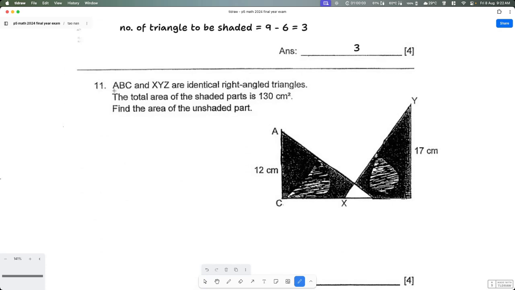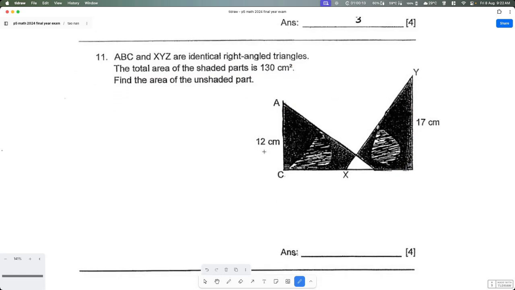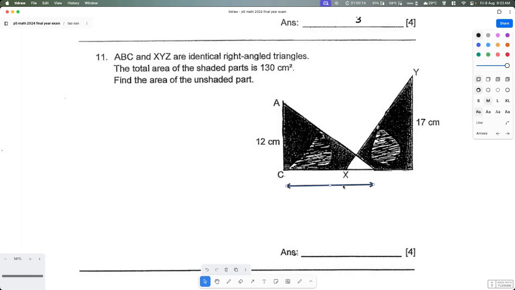Question number 11. ABC and XYZ are identical right angle triangles. The total area of the shaded part is 130 centimeters square. Find the area of the unshaded part. So if this is 12 and this is 17, that means this is 17 centimeters and this is 12 centimeters over here. This is something that you need to take note.